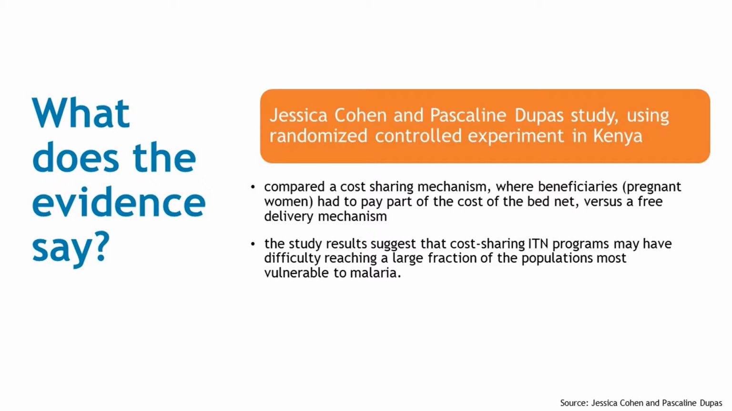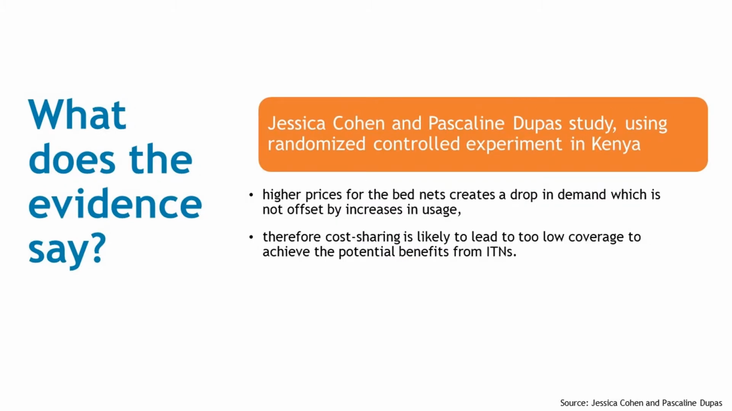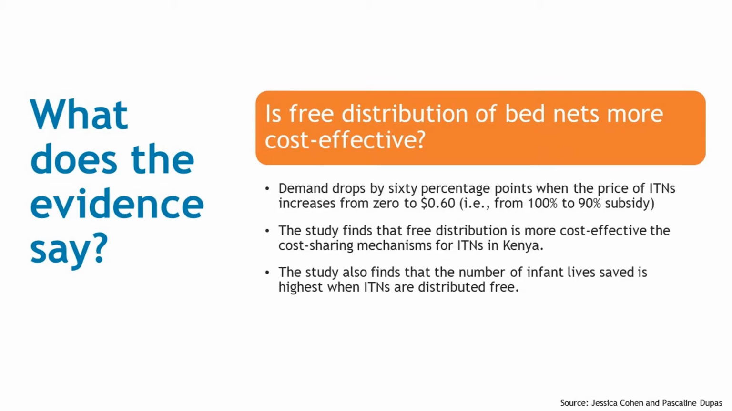Now, the findings from this study were published in the Quarterly Journal of Economics in 2010, and the findings suggest a number of things. The study results suggest that cost-sharing methods of distributing these insecticide-treated bed nets may have a limitation in reaching a large fraction of the most vulnerable populations, as opposed to giving people bed nets for free. Higher prices for the bed nets create a drop in demand, which is not offset by increased usage. And so this cost-sharing approach is likely to lead to low coverage and fewer people getting these bed nets. They also find that demand drops by 60 percentage points when the price of the bed nets increases from 0 to 60 cents, a decrease of the subsidy from 100% subsidy to a 90% subsidy.